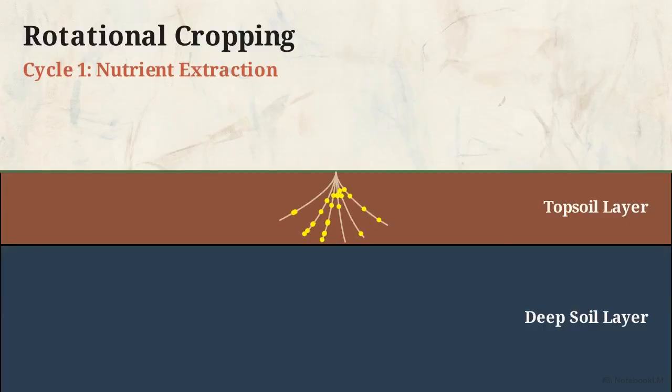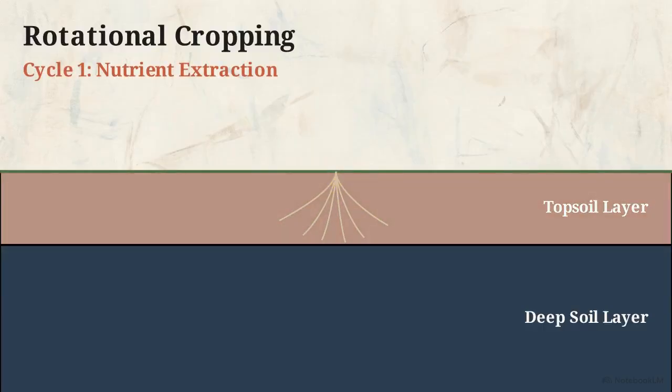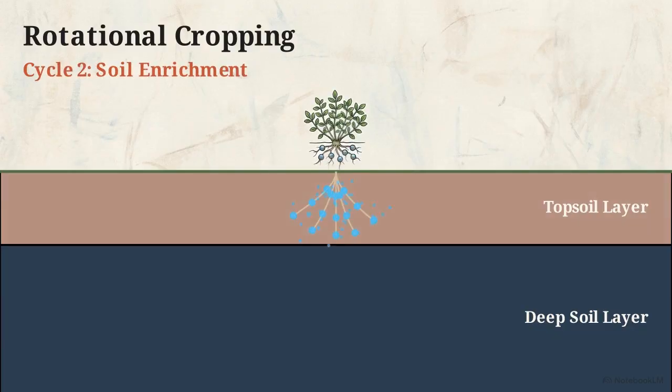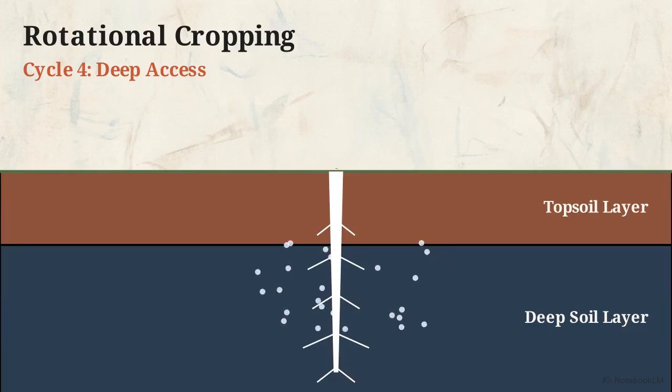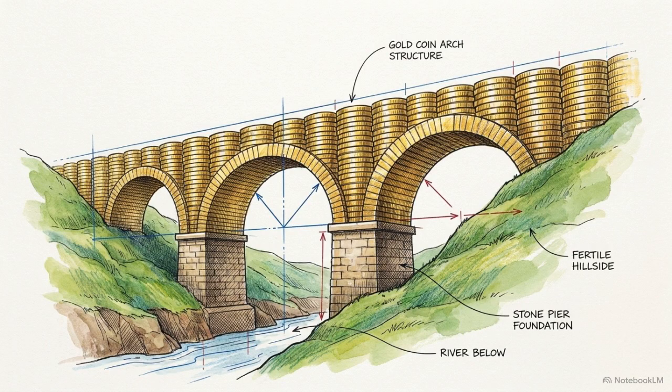First, shallow-rooted maize extracts topsoil nutrients. Second, groundnut plants fix nitrogen to enrich the soil. By the fourth cycle, deep-rooted tapioca reaches deep into the soil to access untouched nutrients. Cash cropping serves as an economic bridge.